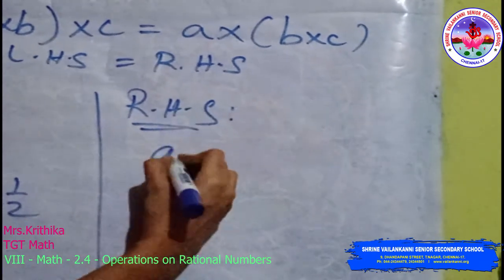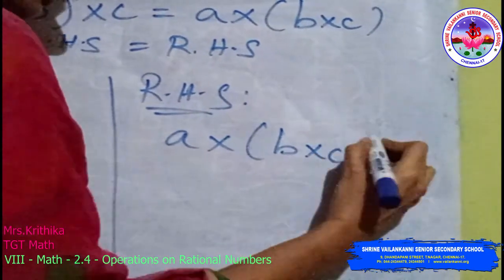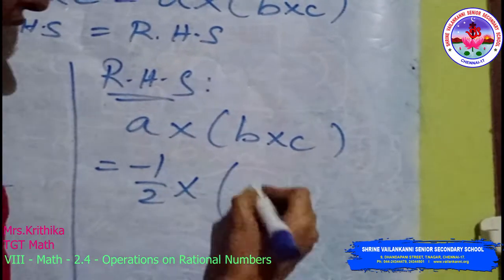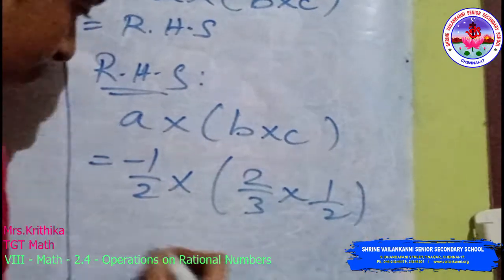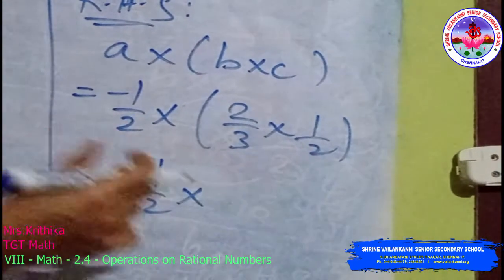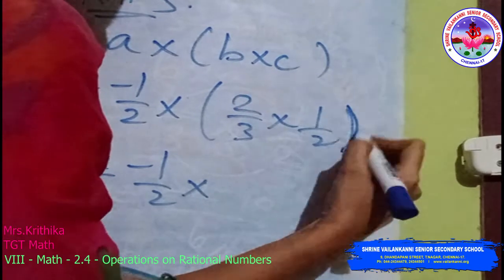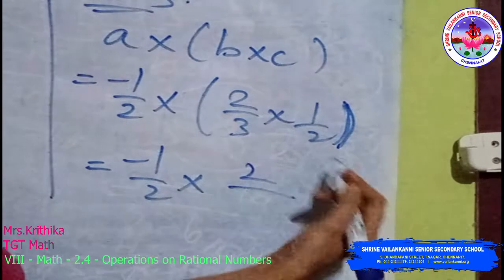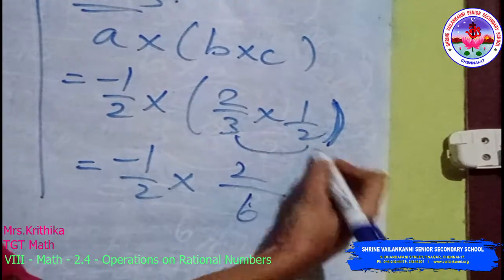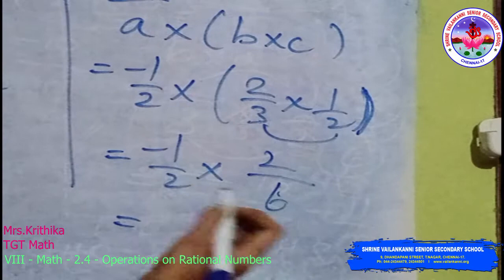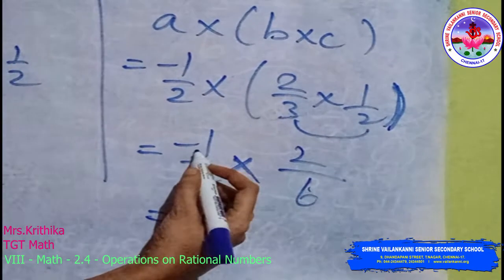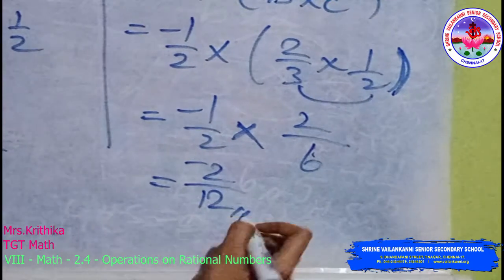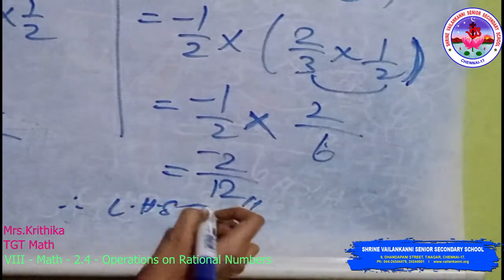Now move to the RHS. RHS is a into b into c. Substitute the values: negative 1 by 2 into the b value, 2 by 3, into 1 by 2. Negative 1 by 2 into, first you can find the values of the brackets, grouped values. 2 into 1, 2 by 3 twos are 6. Now you can multiply these two rational numbers. Negative 1 into 2, negative 2, 2 sixes are 12. Therefore, LHS is equal to RHS.